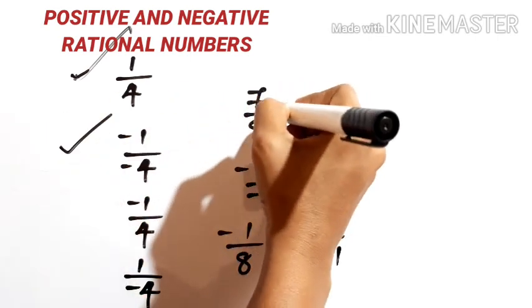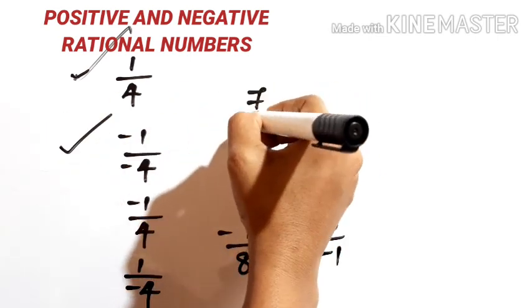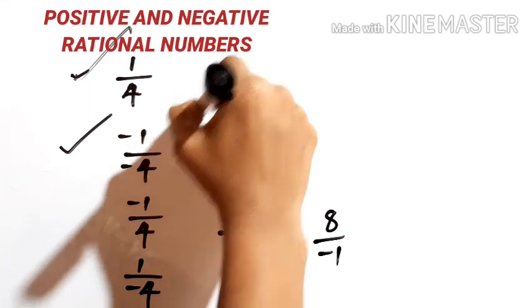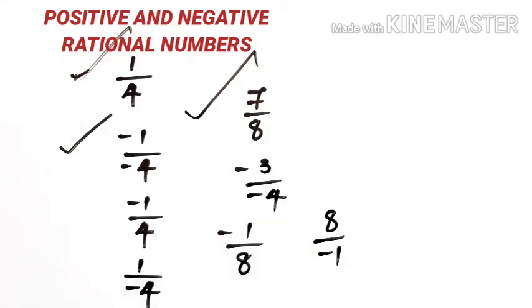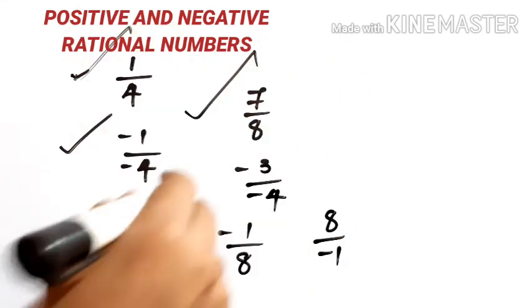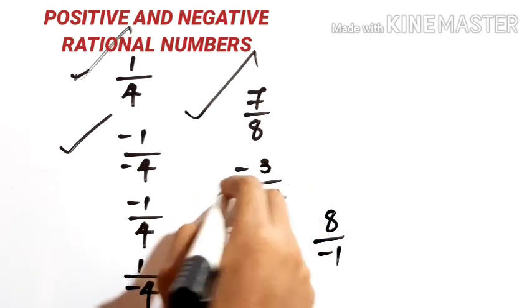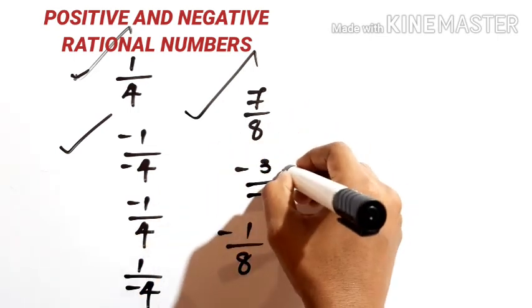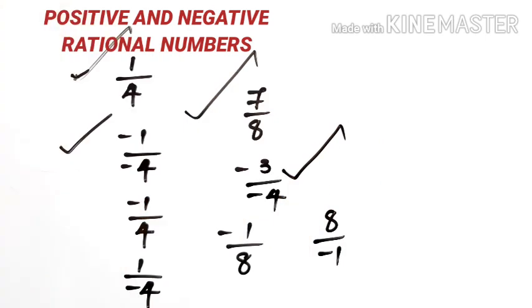Then, 7 by 8. Positive 7 by positive 8. Also an example for positive rational number. Here, negative 3 by negative 4. Also an example for positive rational number.